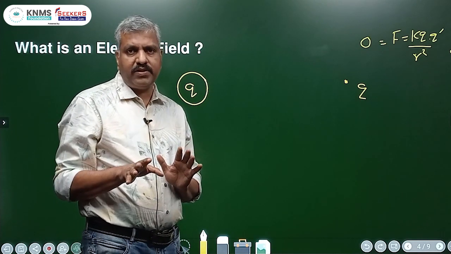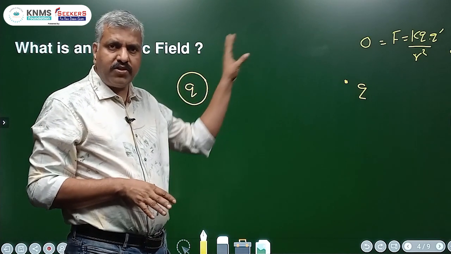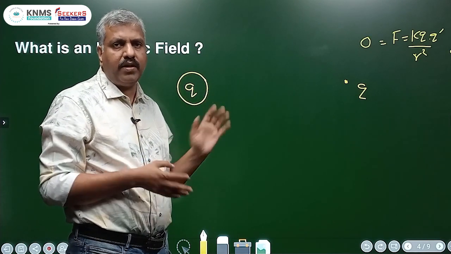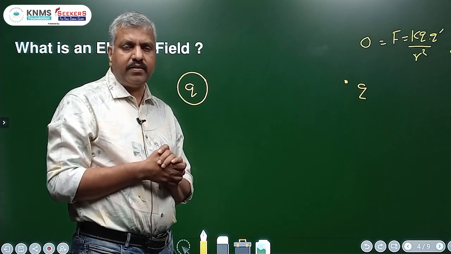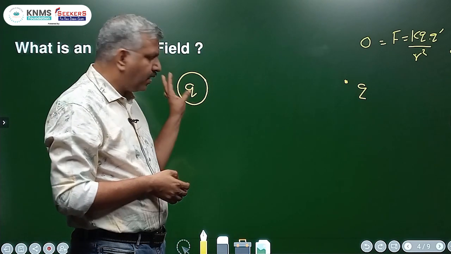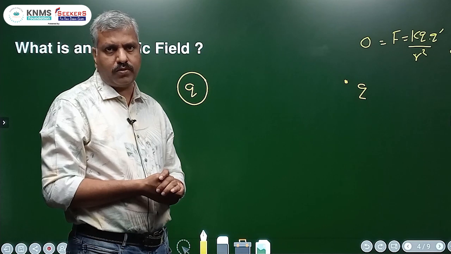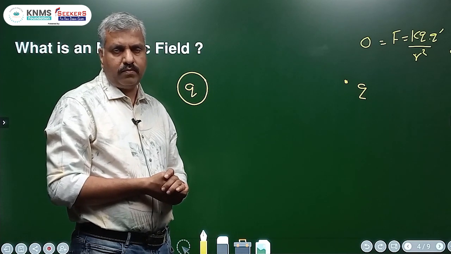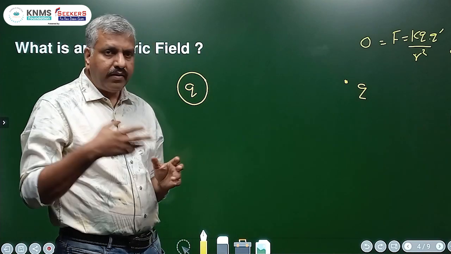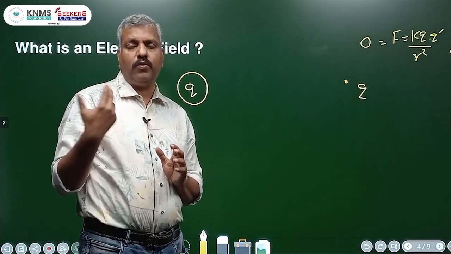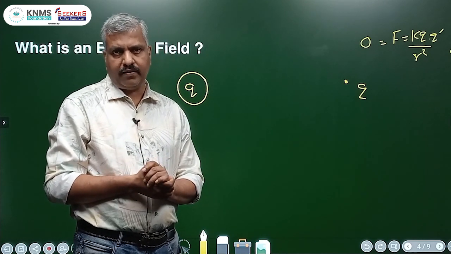So that 3-dimensional space near a particular charge where a second charge will experience a force is called an electric field. So an electric field is a 3-dimensional space around a charge where a second charge will experience a force. So that region is called an electric field, and the question is how much force? How much force will a second charge experience? That will depend upon the strength of the electric field.